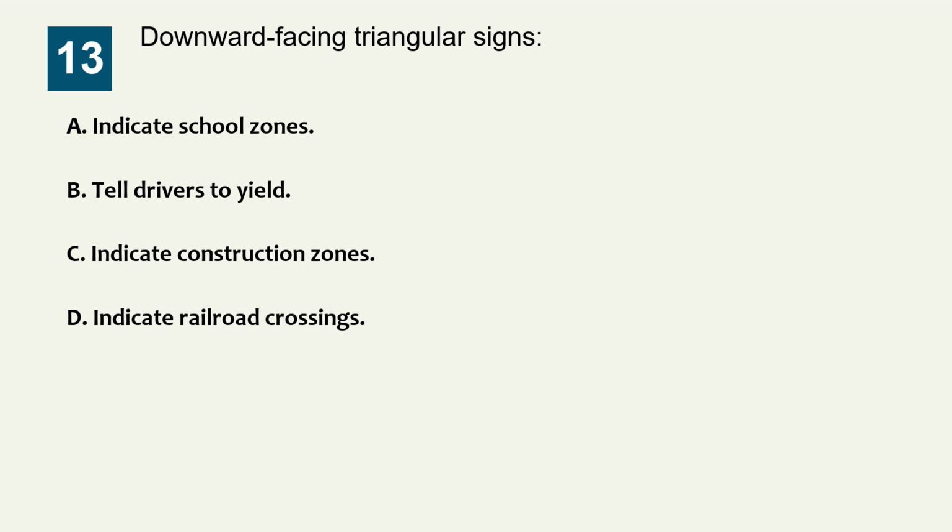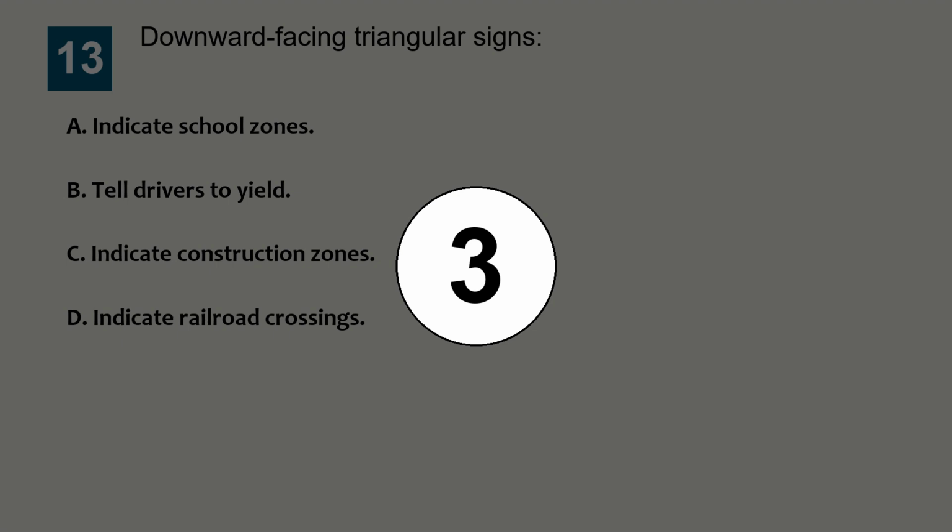Question 13. Downward-facing triangular signs. Option A. Indicate school zones. Option B. Tell drivers to yield. Option C. Indicate construction zones. Option D. Indicate railroad crossings.